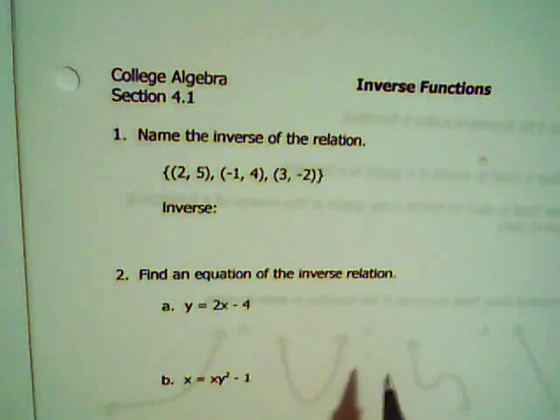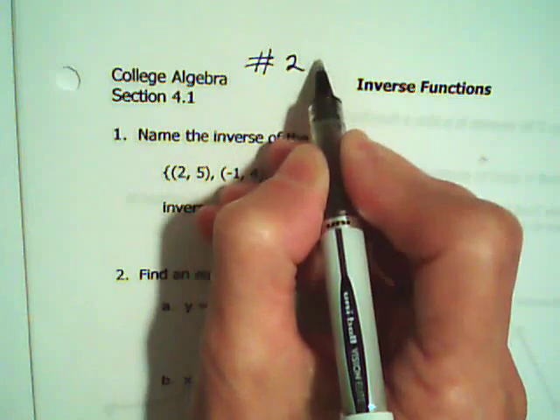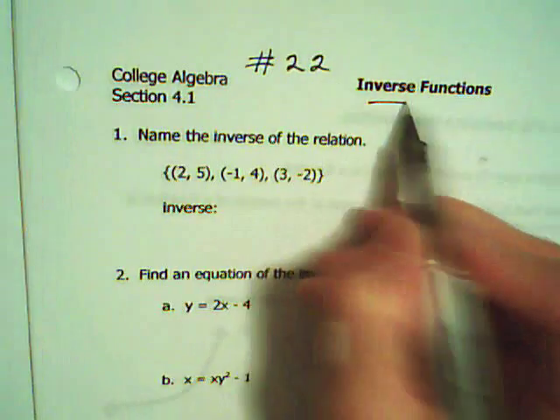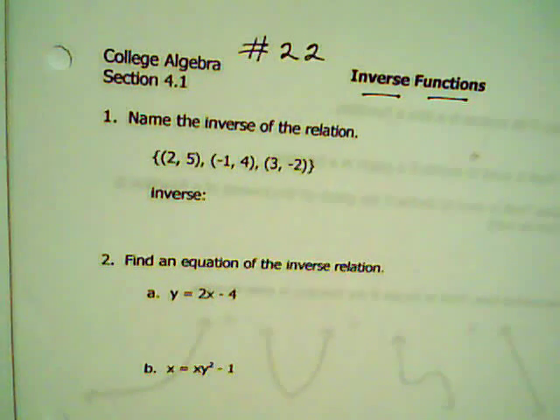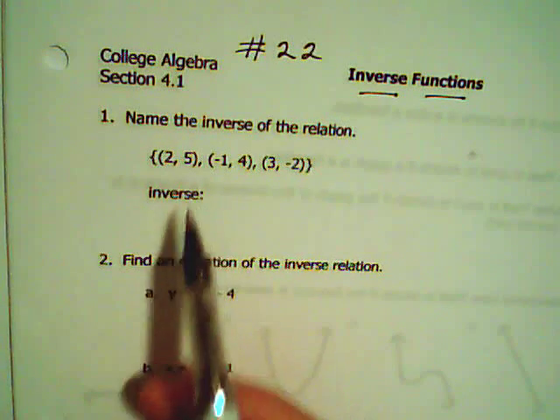This lesson is on section 4.1. It is associated with assignment number 22 in my math lab. We're going to be looking at inverse functions. Today you're going to be given a relation. First you're going to be given a relation in the set of ordered pairs.